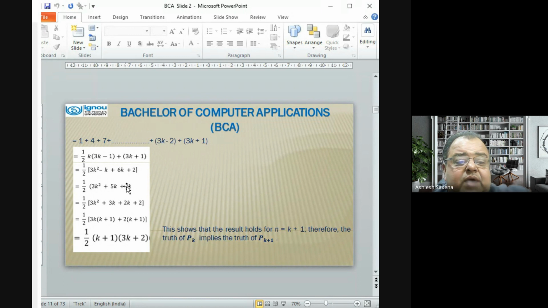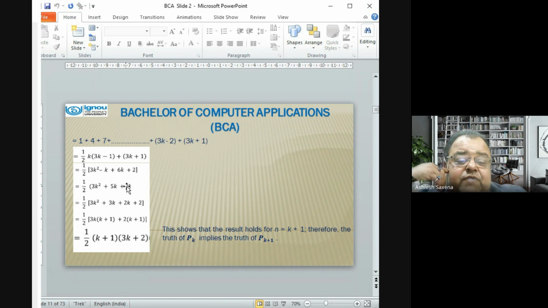You have to break up the middle term because this is a quadratic function. In a quadratic function, there are two methods of solving it. The first one is splitting the middle term, which is what I've done over here. The other method is by the formula, which I will be showing you later.